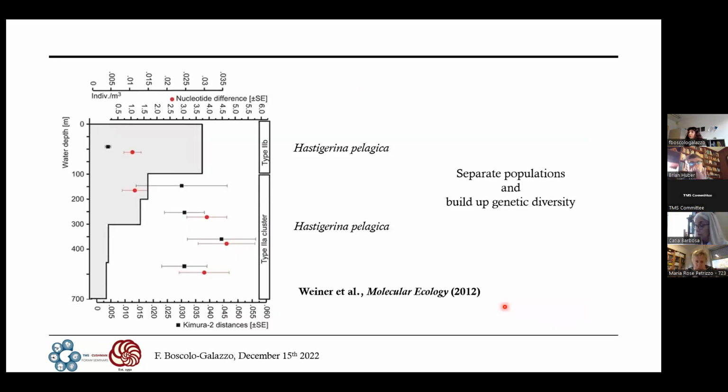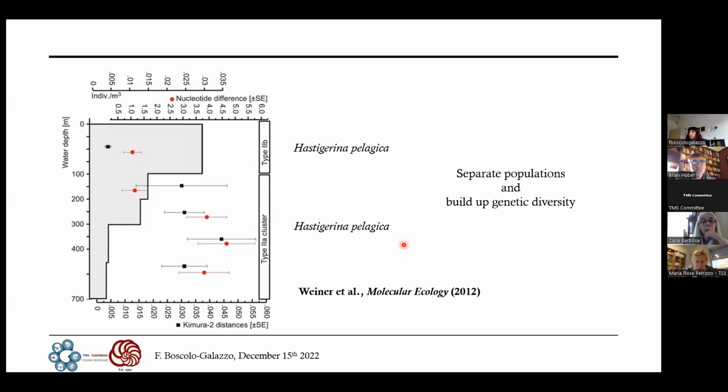And to this purpose, I'm showing in my last slide these very cool results from the Weiner et al. 2012 paper, which I think is a very cool and elegant paper, which shows the distribution in the modern ocean of the genotypes of a modern microperforate deep dwelling species of planktonic foraminifera, Asterigerina pelagica. So basically, Asterigerina pelagica has three different genotypes, genotype 1 and genotypes 2A and 2B. And these three genotypes co-occur in the global ocean.